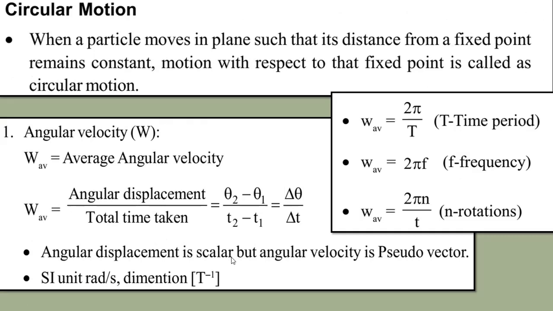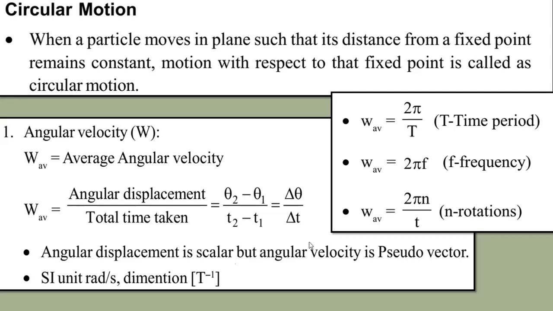When a particle's path is circular: when a particle moves in a plane such that its distance from a fixed point remains constant, the motion with respect to that fixed point is called circular motion. So its distance from the fixed point remains constant.